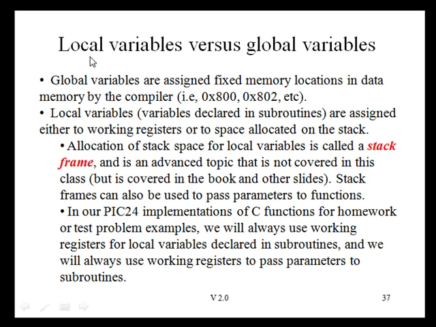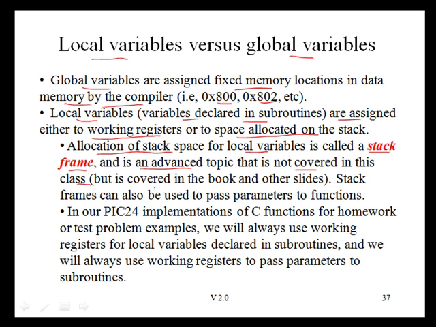Let's talk a little bit more about the difference between local variables and global variables. Global variables are assigned fixed memory locations in data memory by the compiler, and we've been using locations such as 800, 802, and so forth in our examples. However, local variables, and that is variables that are declared within subroutines, are assigned by the compiler either to working registers or the space allocated on the stack. It turns out the allocation of stack space for local variables is called stack frames, and that's an advanced topic that we're not going to cover in this class.